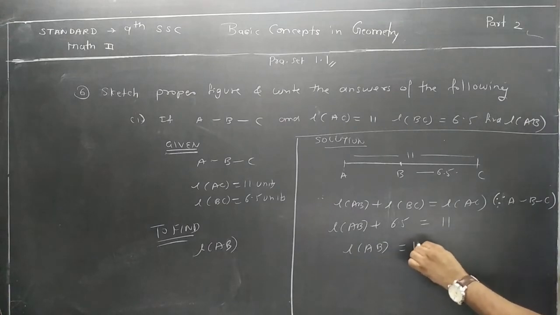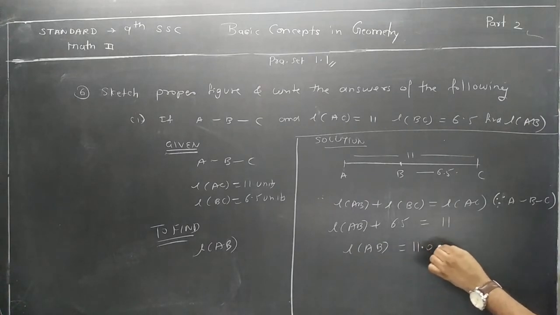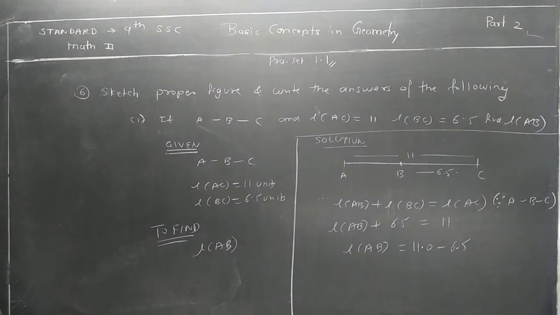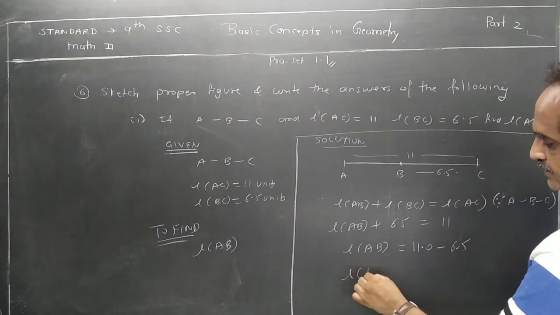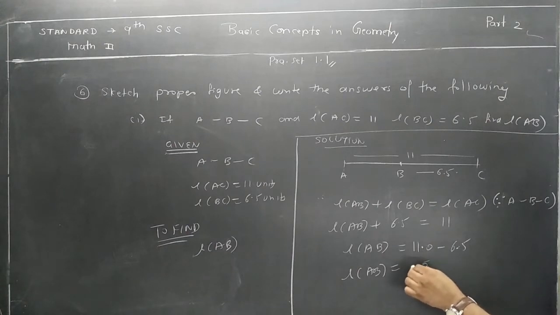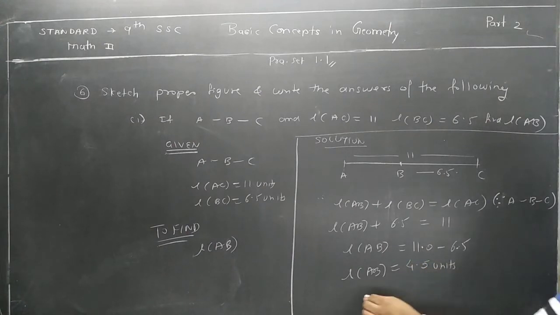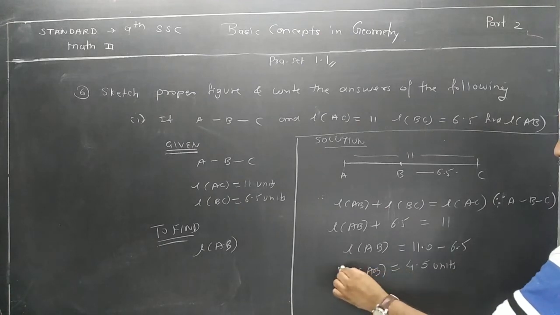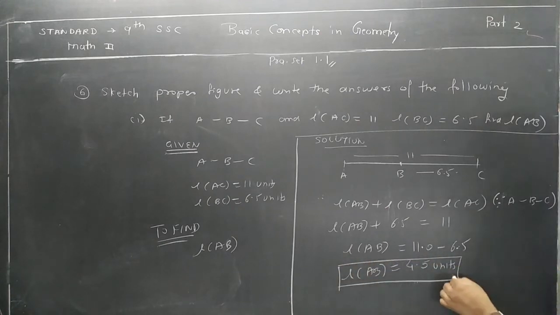That is 11.0 minus 6.5. So length AB is equal to, this becomes 5, and 10 minus 6 is what? 4 units. 4.5 units is the answer for this question. Cover this.